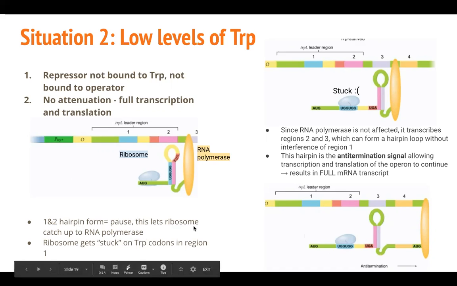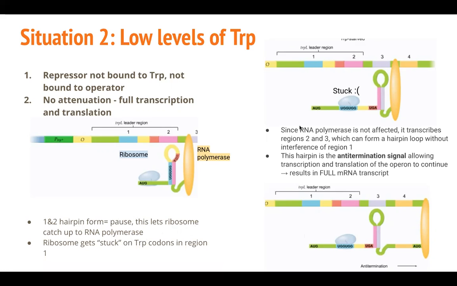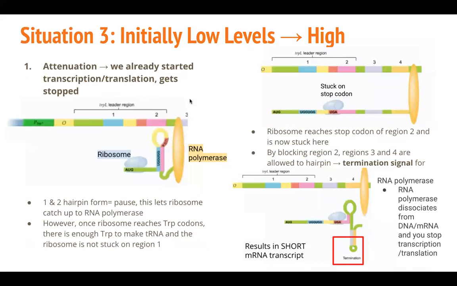And then the second scenario that we just talked about is the ribosome getting stuck on the 1 region, allowing 2 and 3 to base pair. And so when they pair, 3 and 4 can't pair, which means that transcription will continue all the way through, and we'll get the full mRNA transcript. And remember, this is all with low levels of tryptophan. So this is when there's not enough, you need more. That's why you want the full mRNA transcript. Okay, now we can move on to the next slide.